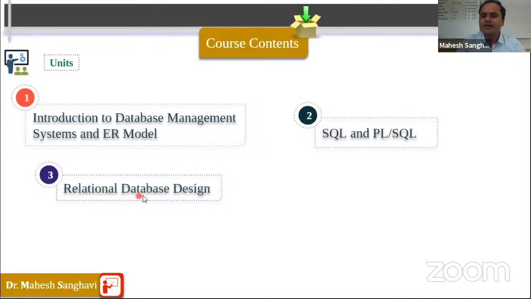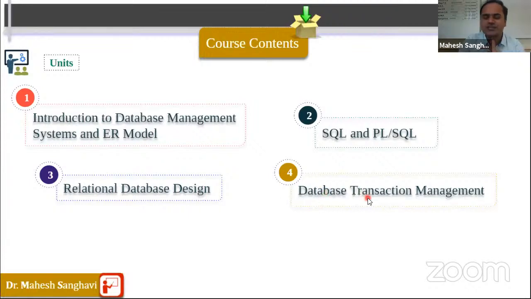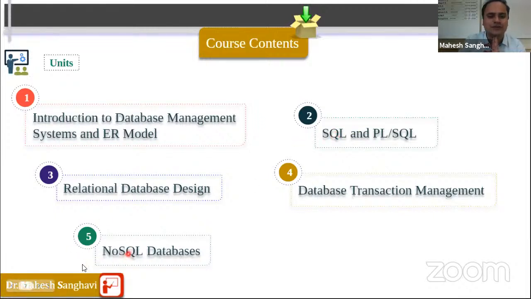Your third unit will be relational database design. The way I have told you that we have to design the databases, we must have confidence in designing databases. That is one of the important tasks, and that we learn in unit number three. Unit number four will take care of your transaction management. So how database transactions are happening and how to take care while transactions are happening. That we study in unit number four. Unit number five deals with your NoSQL databases. So here we will see SQL, and here we will see NoSQL. NoSQL stands for not only SQL.